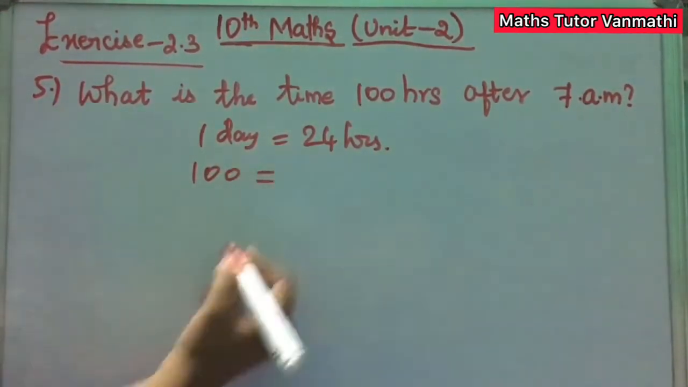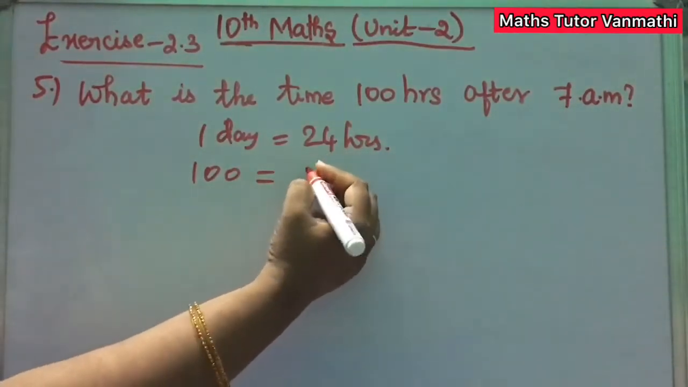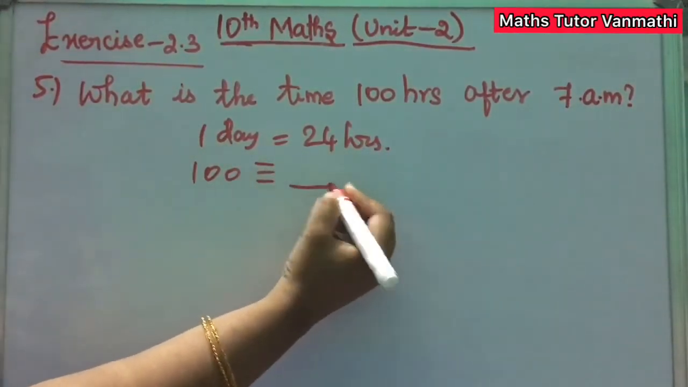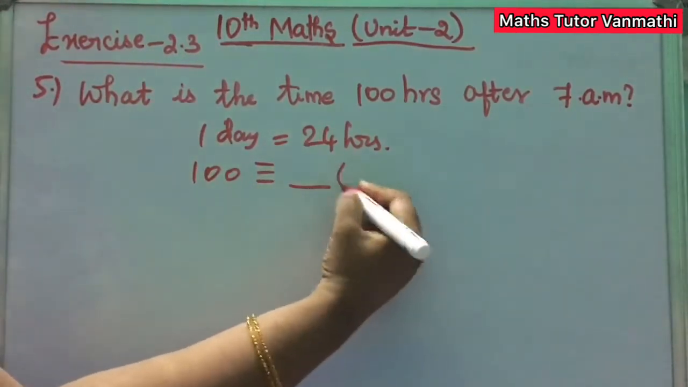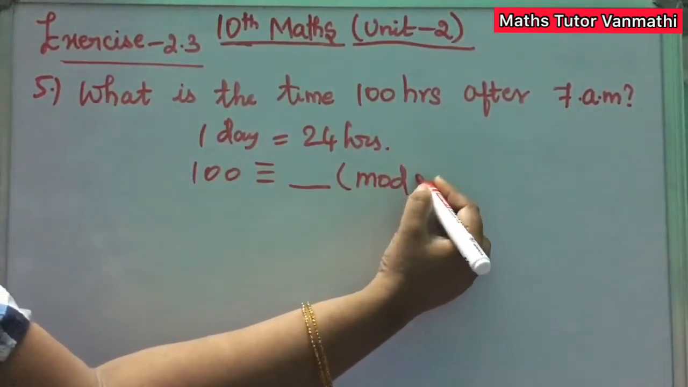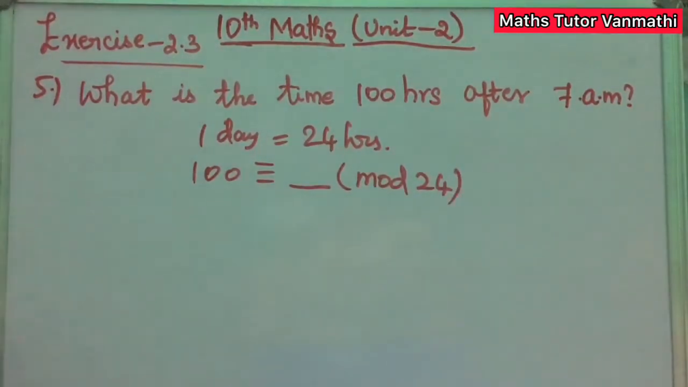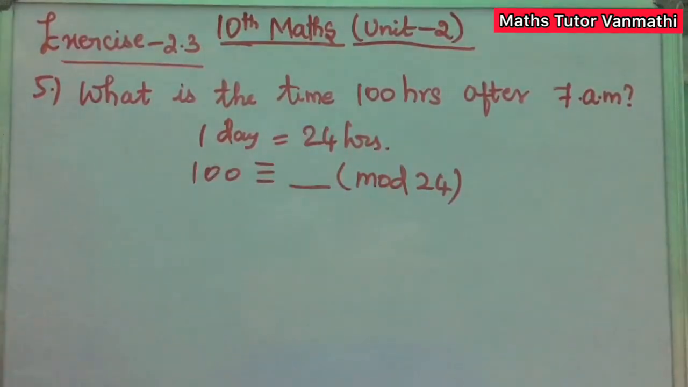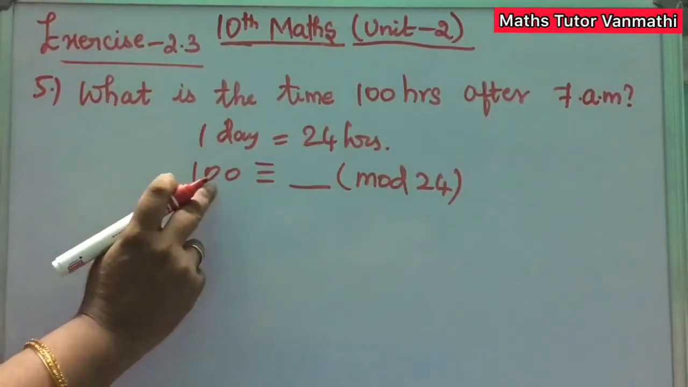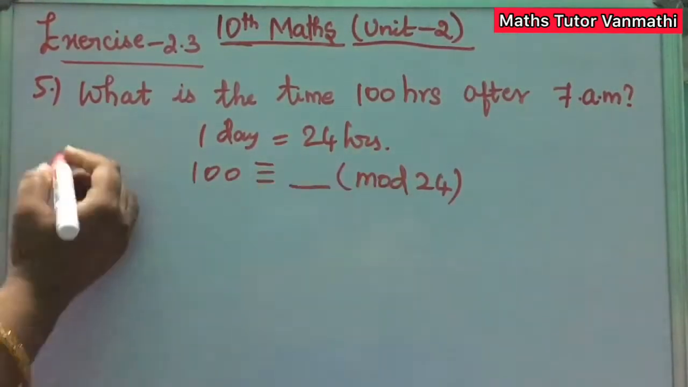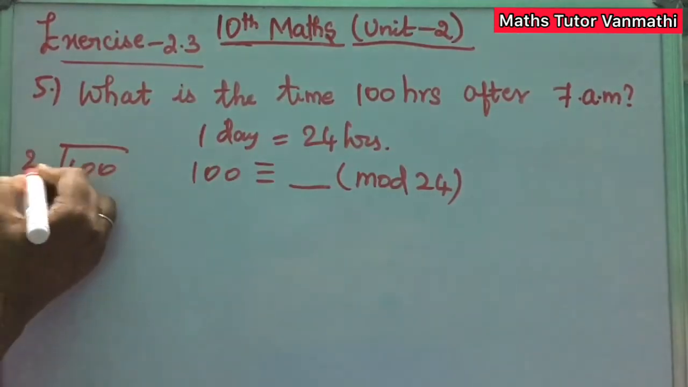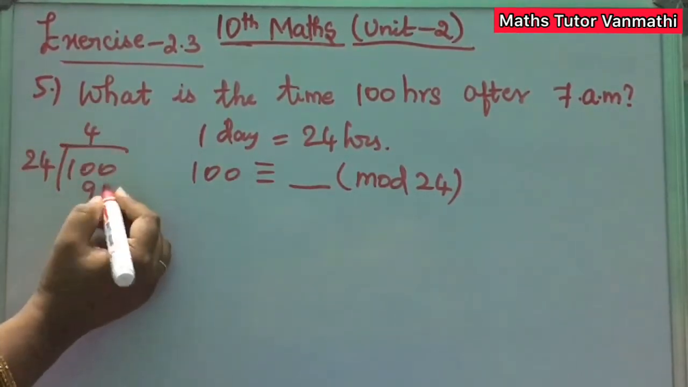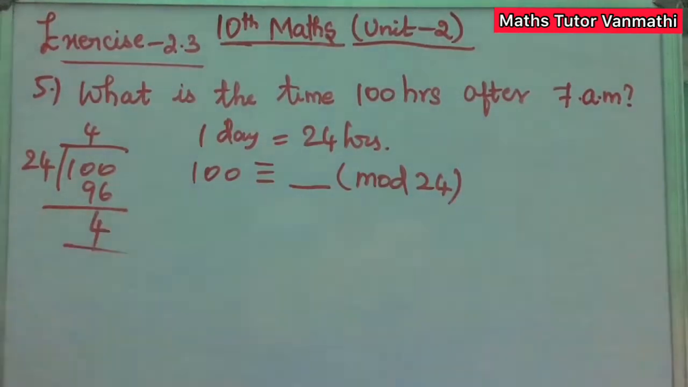So 100 is congruent to dash mod 24, we need to find this remainder only. Clear? 100 is congruent to dash mod 24. We are going to find this value only. Okay, now from this we can say 100 is divided by 24. You will get 24 4s are 96 and remainder will be your 4. So this value is your 4.